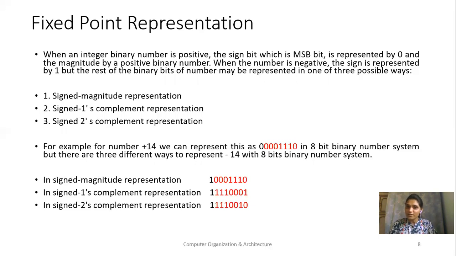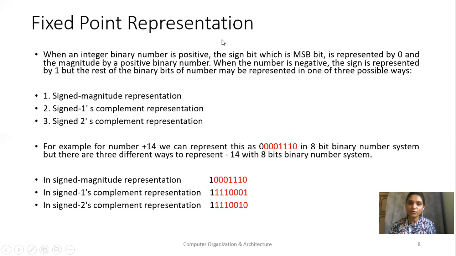For a positive number, you represent the MSB as a 0 and all other bits as its equivalent binary number. That is okay for a positive number. But for a negative number, you have to represent the MSB bit as a 1 and the rest of the bits in one of these forms: sign magnitude representation, sign 1's complement representation or sign 2's complement representation. How it is done, let me see.